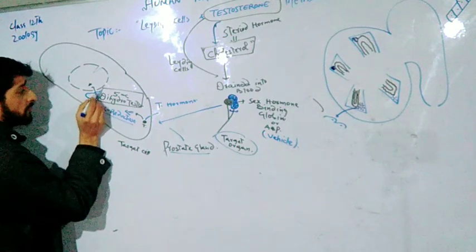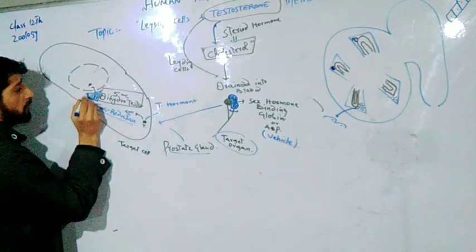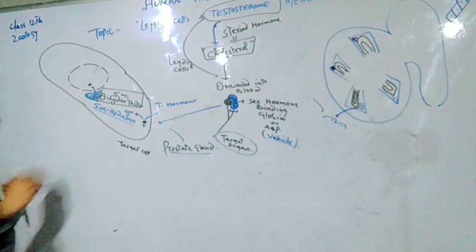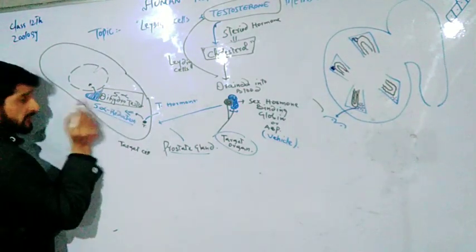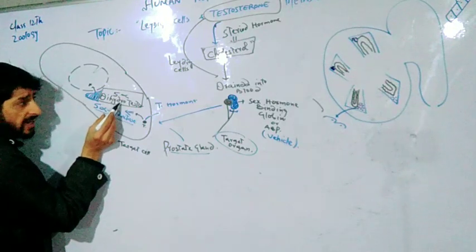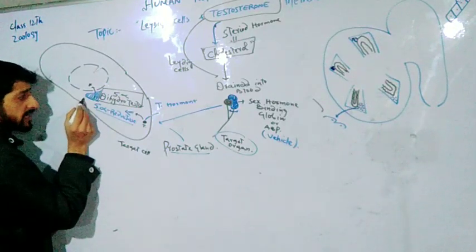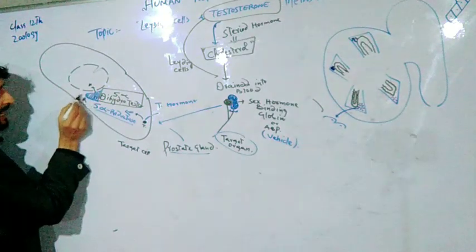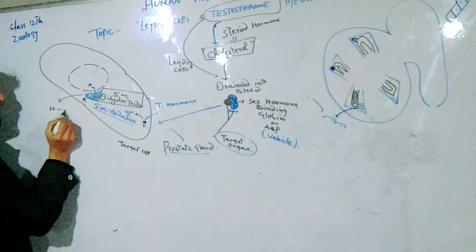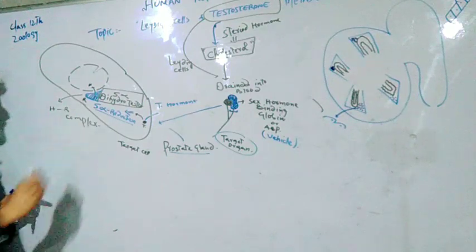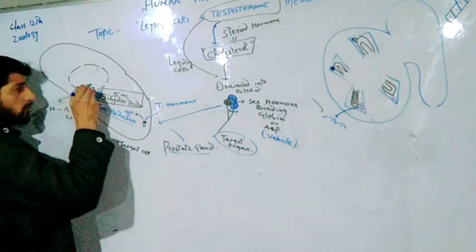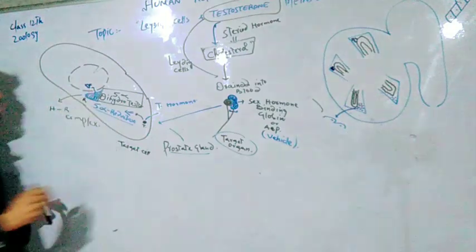This hormone has a receptor in the cytoplasm. Once 5-alpha dihydrotestosterone is formed, this hormone binds with the receptor. So should I say that a hormone receptor complex is formed? When the hormone receptor complex is formed, it is only then that this complex enters into the nucleus.